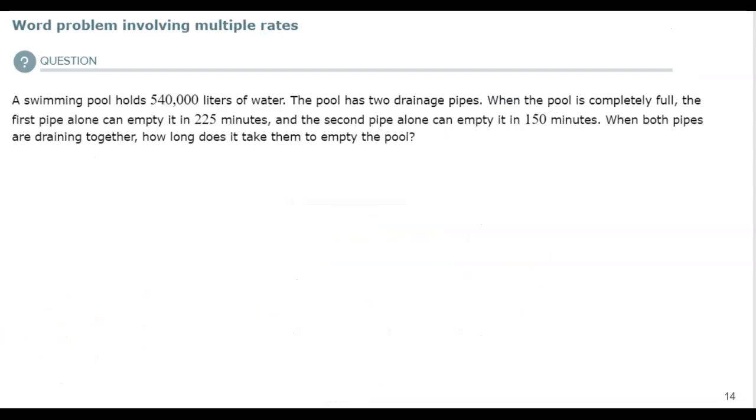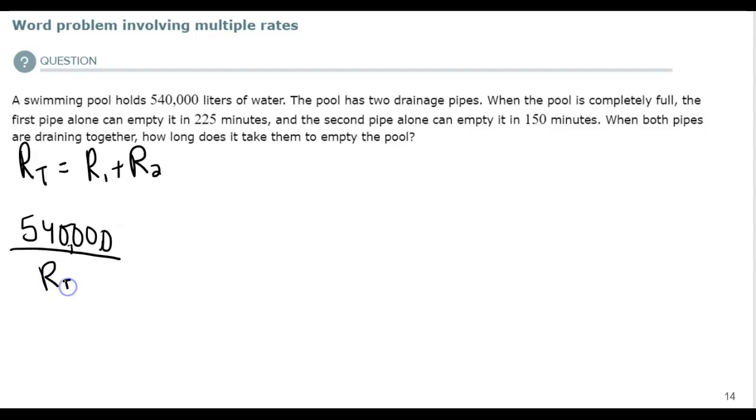Okay, I want you to take a second and read this problem to yourself. I'm not going to read out loud. If you're taking a second to read this to yourself. Basically, with this problem, what I need to do is find the total rate, which is the rate of pipe 1 plus the rate of pipe 2. And then I want to do all my liters divided by my total rate that the water's emptying.